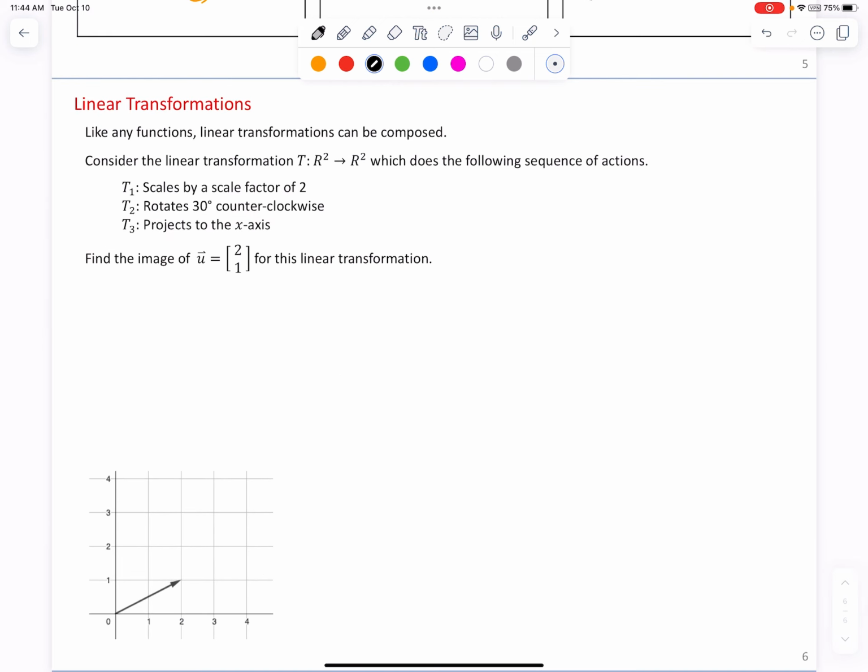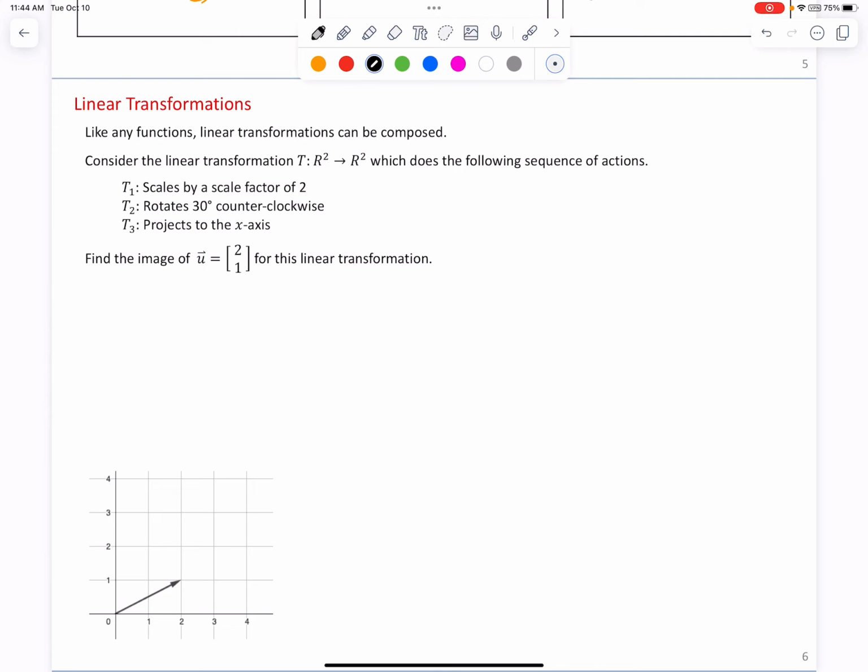Now, like any functions, linear transformations can be composed, meaning you can do one after the next. Consider the linear transformation T, which maps R2 to R2, and does the following sequence of actions. We'll break this down into 3 different transformations one at a time. T1 is the action of scaling by a scale factor of 2. T2 will then rotate 30 degrees counterclockwise, and then T3 will project to the x-axis.